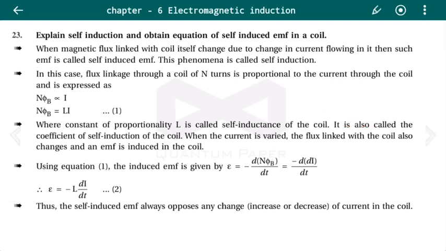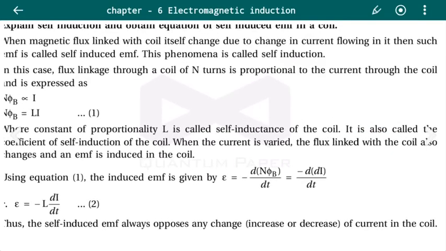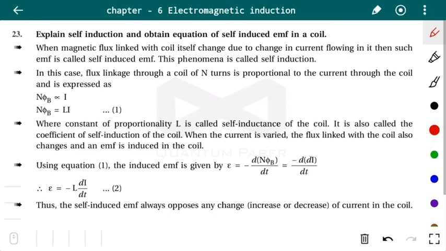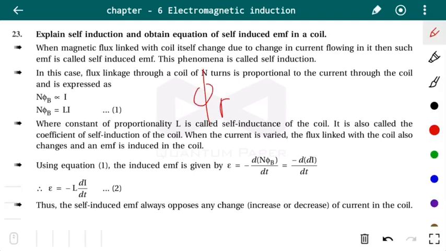In this case, the flux linkage through a coil of N turns is proportional to the current through the coil. So we can say that when we change the current, the magnetic flux changes. So we can write phi B is proportional to I. If we have N number of turns of the coil, then we can write N phi B is proportional to I.